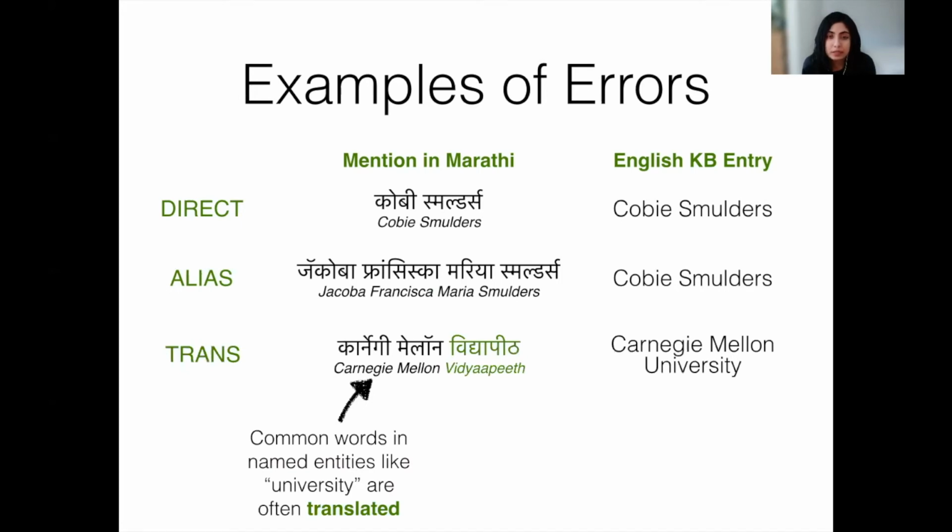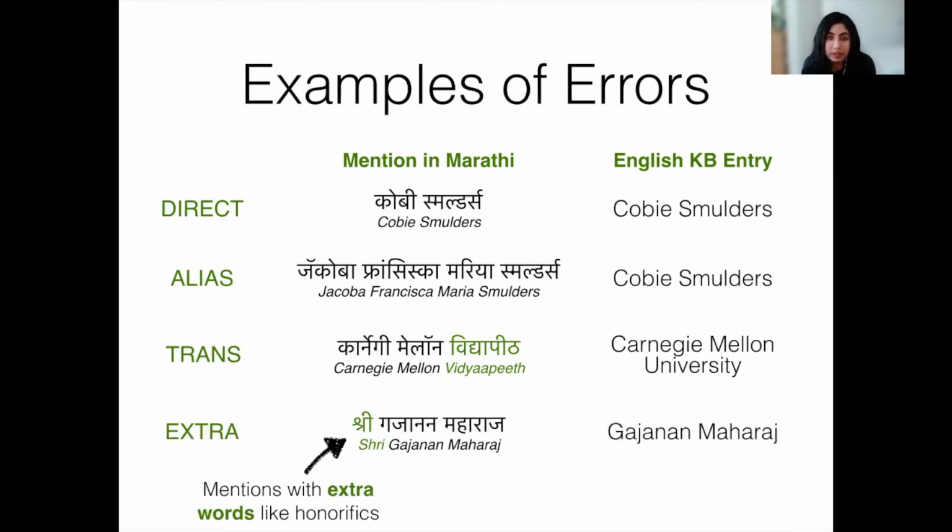The next error we identify is the translation error. Although named entities are typically transliterated across languages, common words like university are often translated, as you can see in the example here. The pivot-based model is unable to resolve most of these because it is primarily trained on transliterated data. Finally, we also find that the model cannot successfully find the entity link if an extra word is present in either the mention or the knowledge base entry. For example, honorifics like sir or titles like president may be present on one side, but not the other for the same entity.